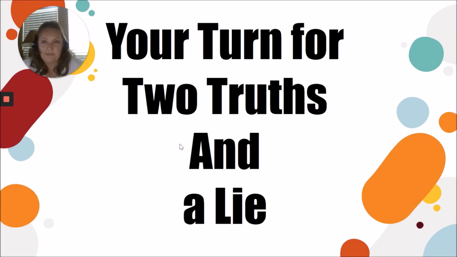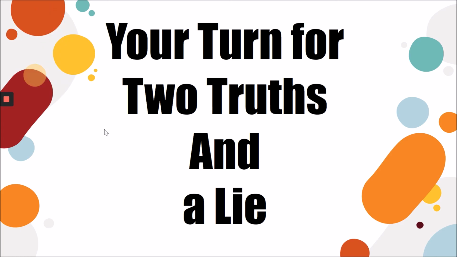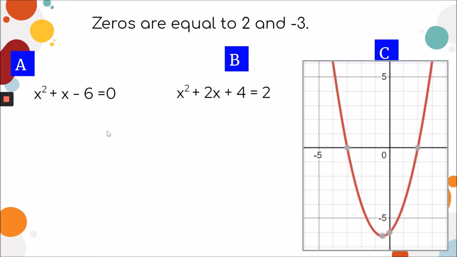All right, now it's your turn for two truths and a lie. Get out your paper, get out your pencil. Determine which two of these are true and which one is the lie. We're looking for zeros that are equal to 2 and negative 3.